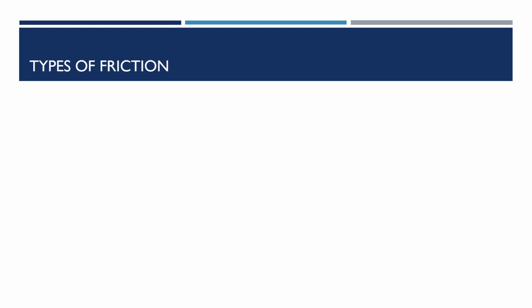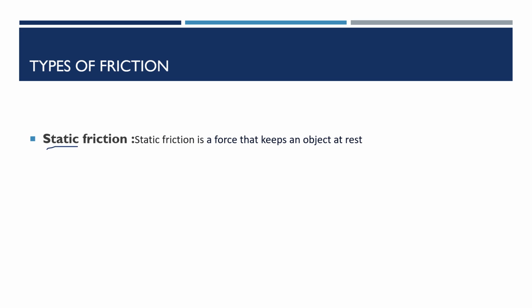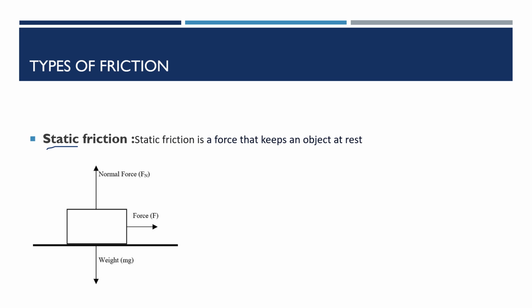Now, the types of friction. The first one is static friction. The word static explains itself. Static means at rest. When a body or surface is at rest, the friction produced by the object is known as static friction. Now, an example of static friction can be this body placed on a surface.